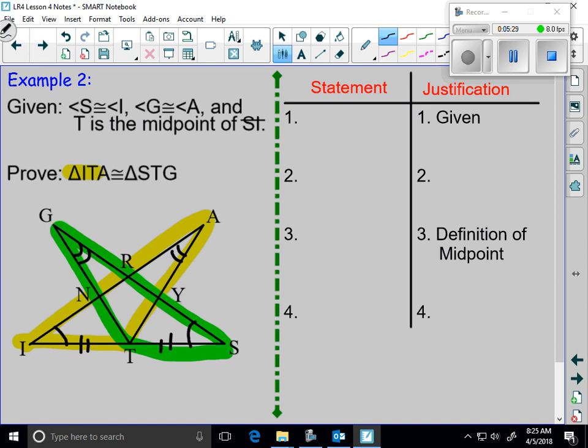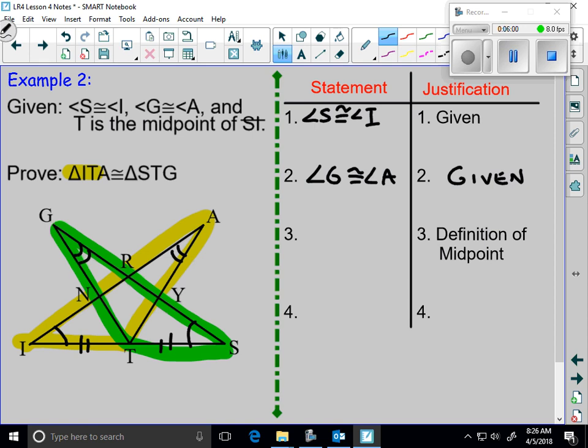Well, what's given is angle S is congruent to angle I. What else is given? Angle G is congruent to angle A. Now, I could put both of those in the first line and just use a three-step proof instead of four, but I'm going to do this. This is totally okay. It just requires a little bit more writing. So do I have two angles? Yes, I'm good so far.